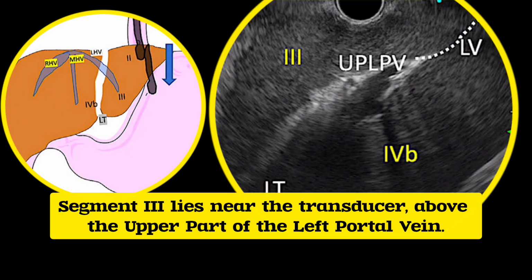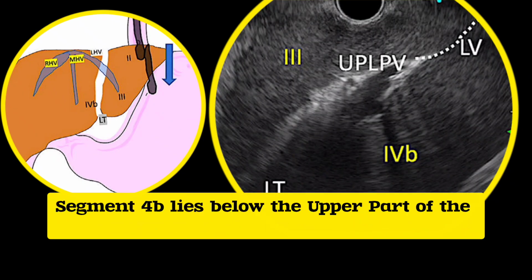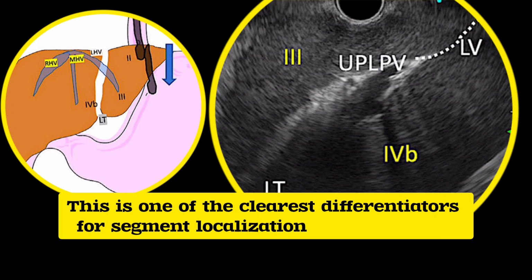Segment 3 lies near the transducer, above the upper part of the left portal vein. Segment 4B lies below the upper part of the left portal vein. This is one of the clearest differentiators for segment localization in the left lobe.